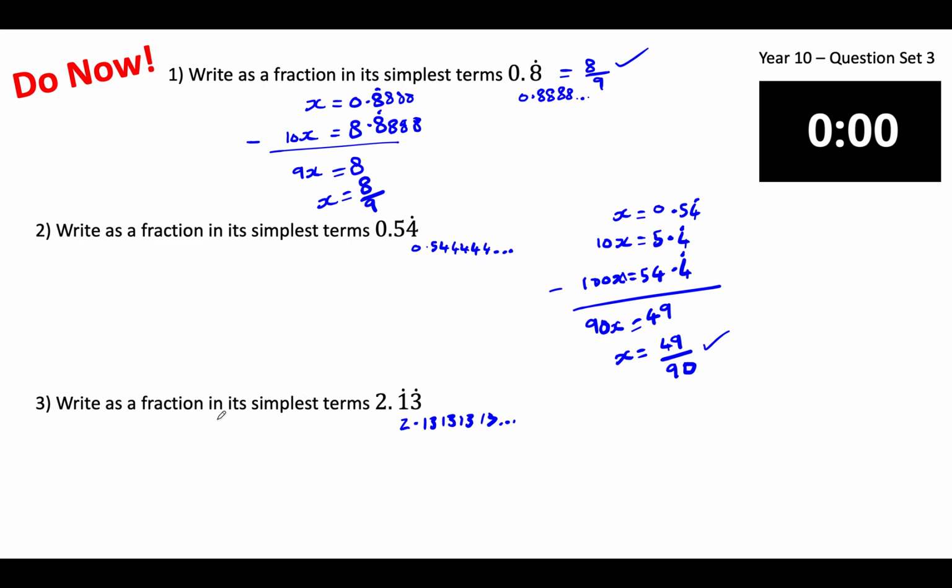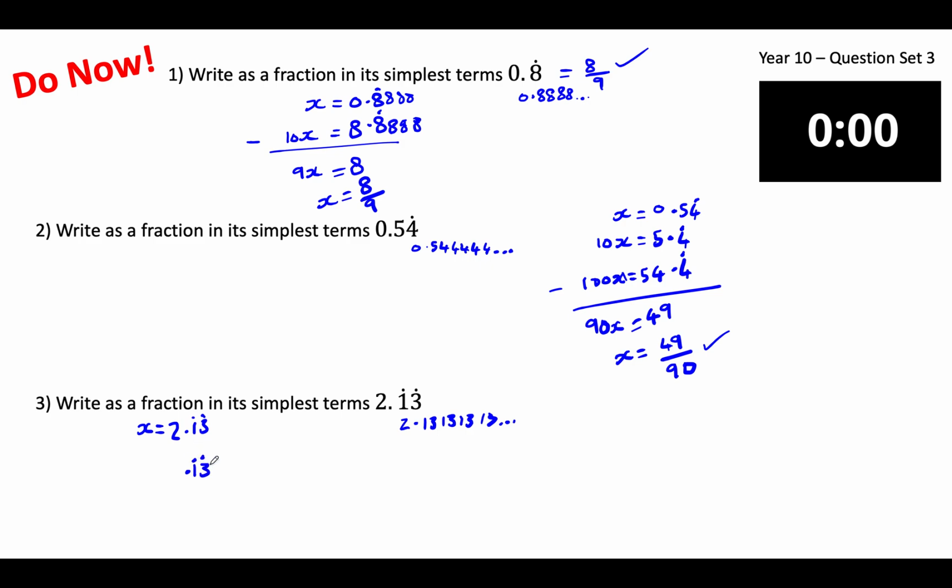Next one. Okay, again, same thing every time. x equals my number. 2.13 recurring, and they're both recurring. 1, 3, 1, 3, 1, 3, 1, 3. Okay, now that number's fine, actually. That's my base point, isn't it? Because just after the decimal point, my recurring digit starts. So that's fine. I just need a second number now with the same recurring digits in the same place.